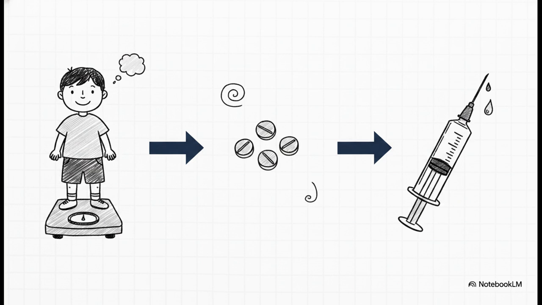Finally, we look at our concentration, which is 375 milligrams per 5 milliliters. Divide our dose by that concentration, and it turns out we need to draw up exactly 3.9 milliliters.